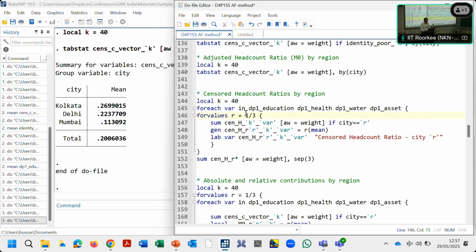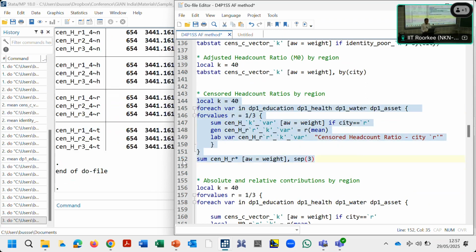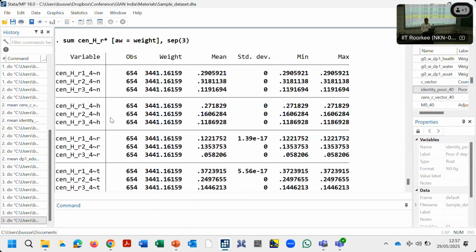So if you run lines 144 to 152, there you go. You have for all the indicators, region 1, 2, 3, region 1, 2, 3, and so on. So again, it's a repetitive process.